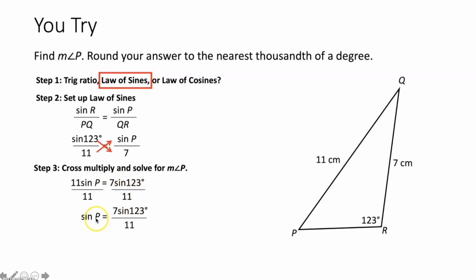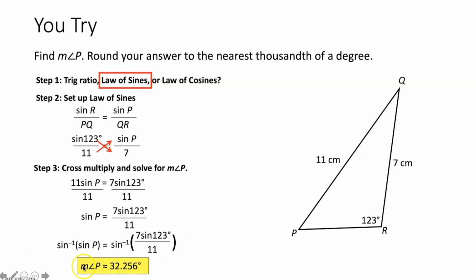Now to get P all by itself, we have to get rid of this sine. To get rid of a trig function, you need to do the inverse trig function to both sides of the equation. So I'm going to take the inverse sine of both sides of the equation. I do that because over here, the inverse sine of sine, those two things cancel each other out, and we're just left with P. On this side, we have to plug this in our calculator. We're going to press second sine, or the inverse sine of 7 sine of 123. Divide that by 11. Make sure you close parentheses at the end of your inverse sine. Press enter, and you should get that the measure of angle P is approximately equal to 32.256 degrees.